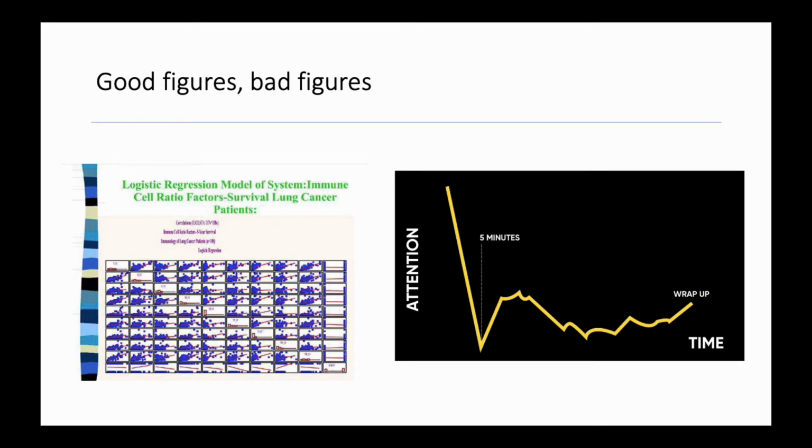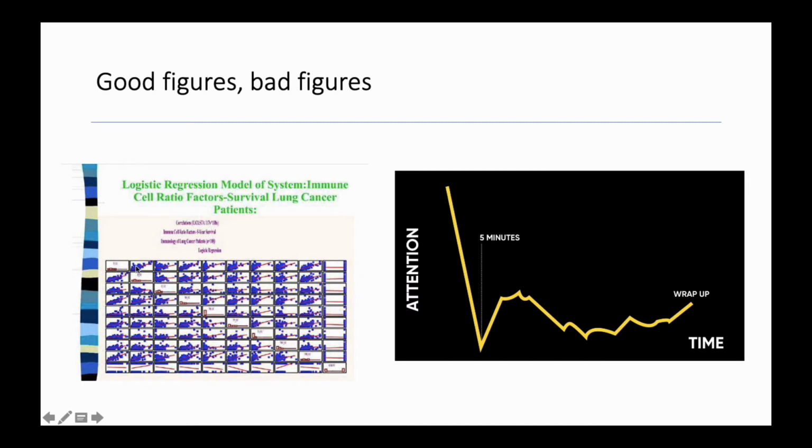Figures are also a problem. Here's a figure on the left. This was in a journal article that I saw. It's got a square here that's 10 by 10, which is 100 individual boxes. And there's no way that A, you're going to discuss that, and B, anybody looking at it is going to make any sense of it.